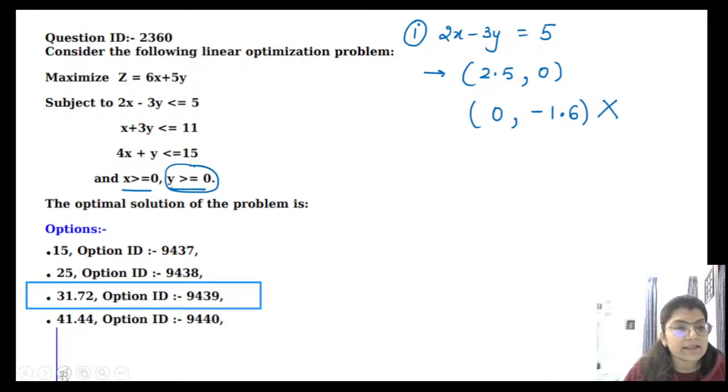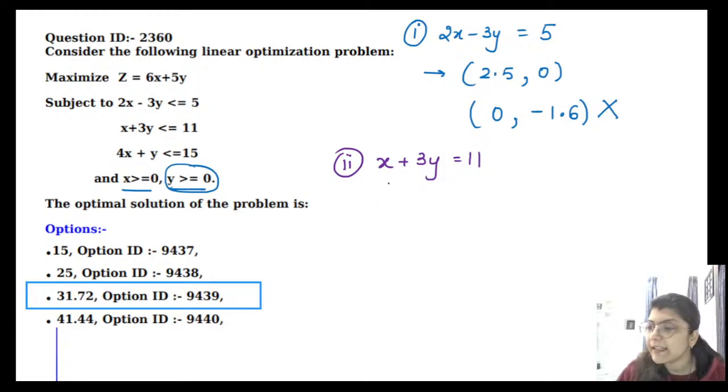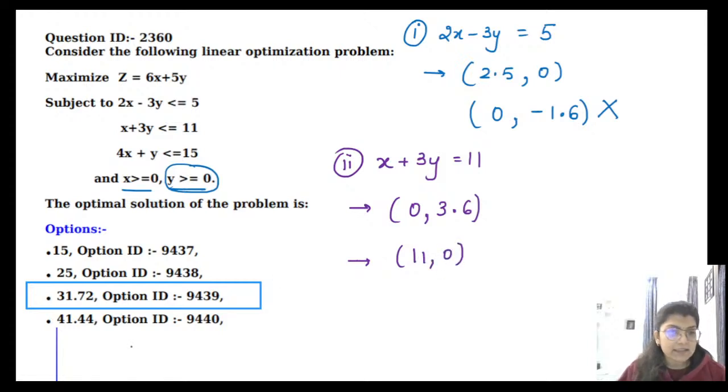This point will be discarded. Correct. Now what is the second line that I have? Second is x plus 3y equal to 11. Now I'll substitute x and y. What coordinates will I get? I'll get 0 comma 3.6, and 11 comma 0. Both points are valid and these are correct.